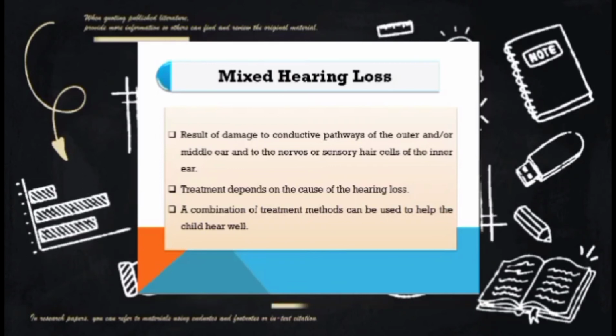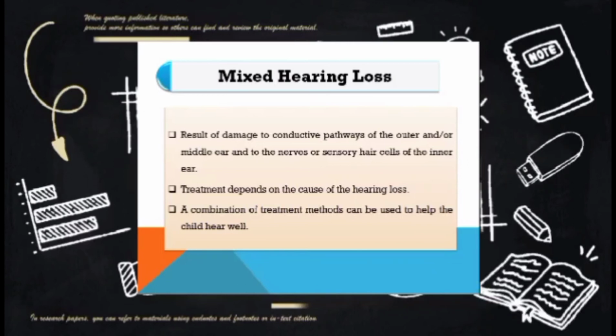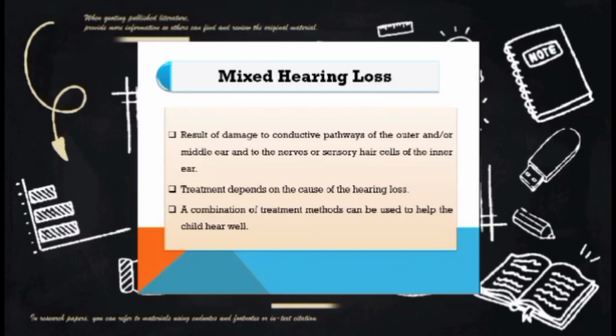Mixed hearing loss results from damage to the conductive pathways of the outer and or the middle ear and to the nerves or sensory hair cells of the inner ear.